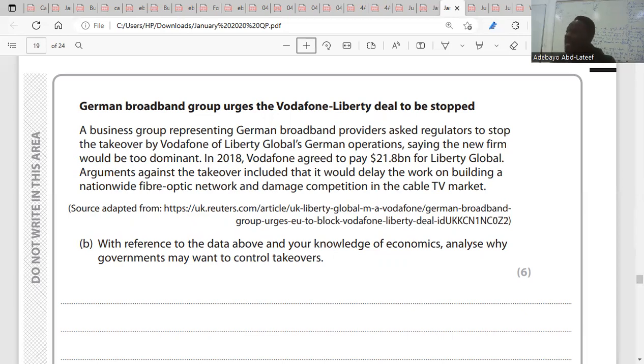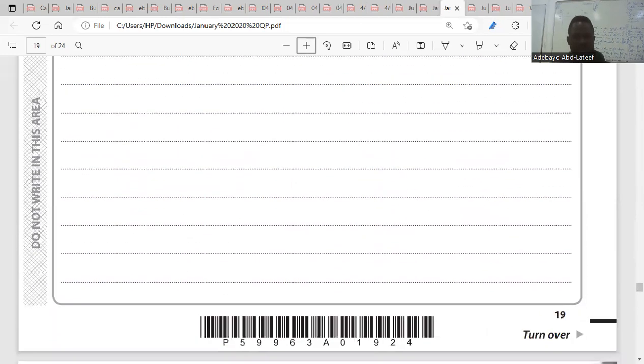Because if Global Liberty is able to stay on its own, it means customers will have more choice to make in the cable industry. It's clear. Any question about it? We move on.